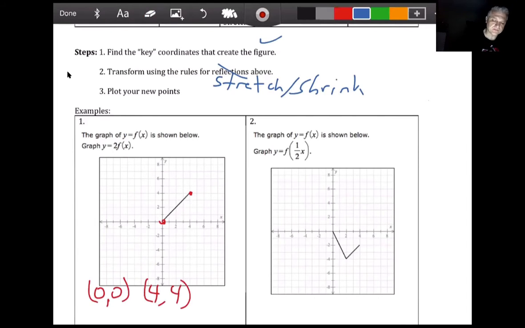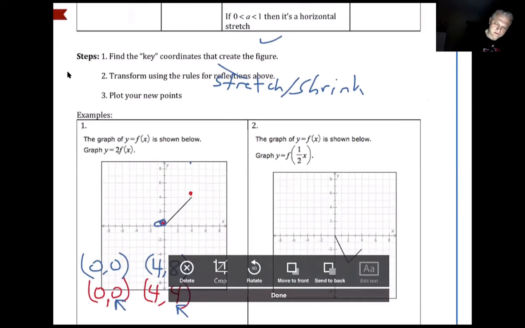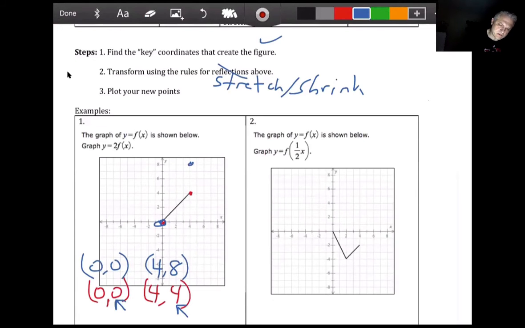So I'm going to multiply by 2. And what am I going to multiply by 2? Well, we just said it's not inside the parentheses, so we're going to multiply the y by 2. You multiply 0 by 2, you still get 0, so you get (0, 0). Thrilling. Multiply this y by 2, you get (4, 8). So let's go to (4, 8) and connect the dots. Plotted our new points. Cool. That's it for example 1. So it said times 2 outside of the parentheses, so it's the y times 2.